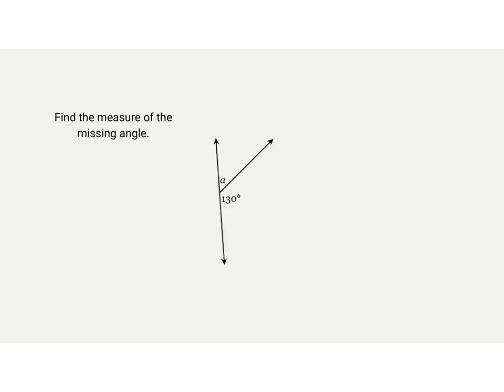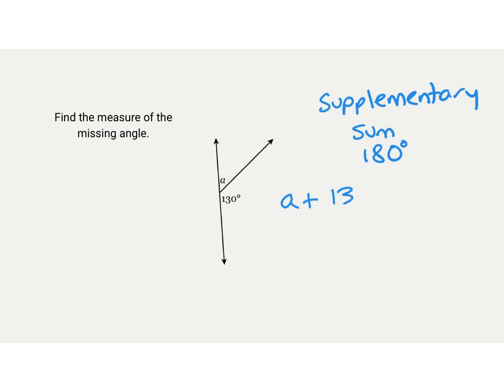Now I could be asked to find the measure of a missing angle. So you'll need to know some things here. You'll need to remember these are supplementary. And supplementary means 2 angles that sum to 180. So angle A plus 130 equals 180. So what does A have to be? Well, we could say 180 minus 130, and we see that A has to be 50. So A is 50 degrees.